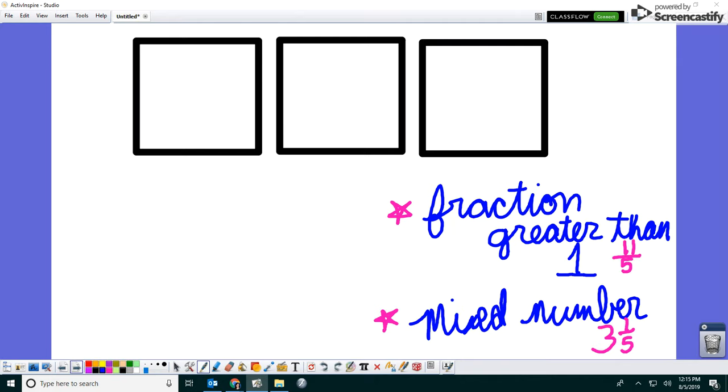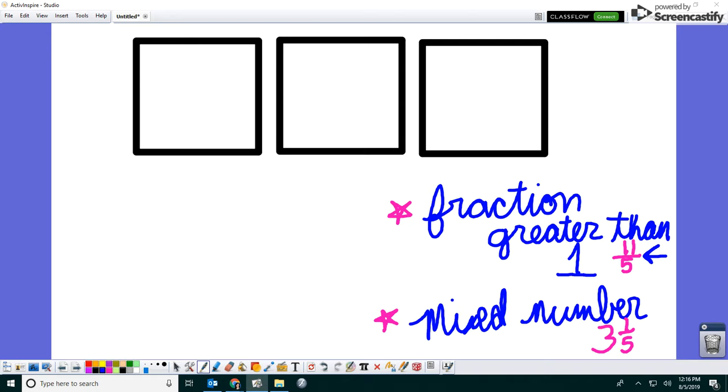So there's two vocabulary words that we need to be familiar with. Fractions greater than 1, such as 11/5. We used to call these improper fractions, but that kind of alludes that it is wrong, being improper. So the more common term is a fraction greater than 1, when the numerator is bigger than the denominator. And here's our little example, 11/5.